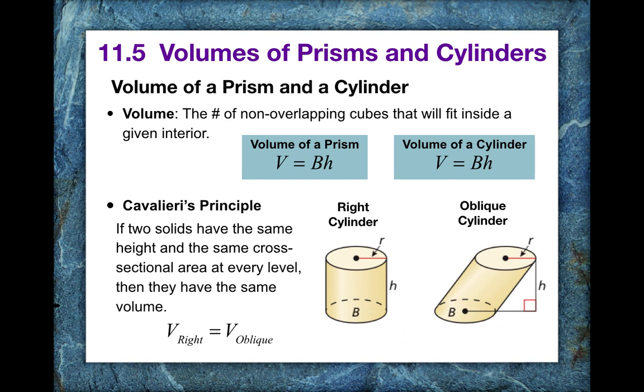The volume of a cylinder also follows the same principle. So if I cut this right cylinder, I would get a circle, and the same thing would happen if I cut anywhere in the oblique cylinder. Even though it's leaning over, the volume is still the same between the right and the oblique cylinder. And the volume calculated is just the area of the base, which happens to be a circle, times the height. And the height is always the perpendicular height.